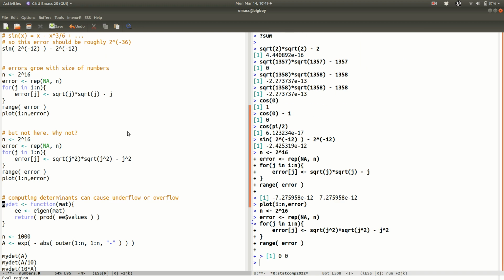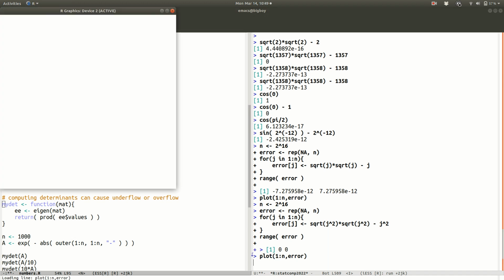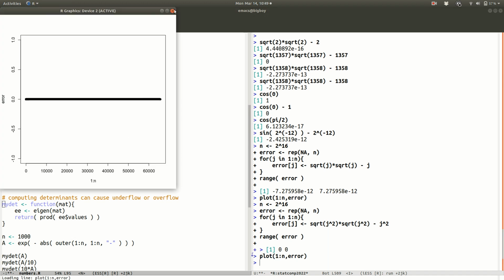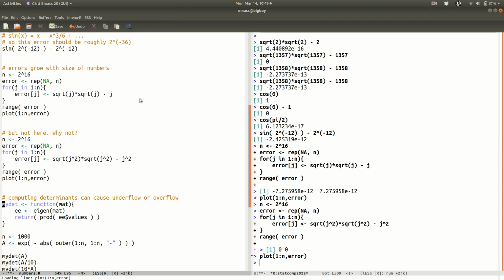Here we get no errors. So all of these errors are exactly 0, because I plot the range and it goes from 0 to 0. If we plot it just to verify that, they're all 0. So what's going on here is that R actually can calculate the square root of j squared exactly. So this is the square of an integer, and when you take the square root of that in R, you get exactly the integer back.